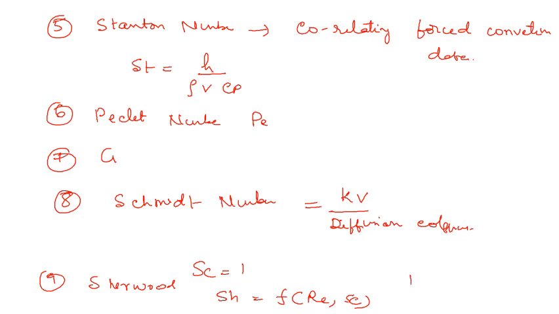Then the last number is the Lewis number. The Lewis number is generally given as alpha by D. It is the ratio of thermal diffusivity to mass diffusivity. It forms a relation between temperature and concentration profile, and these profiles become identical when Le is equal to 1.